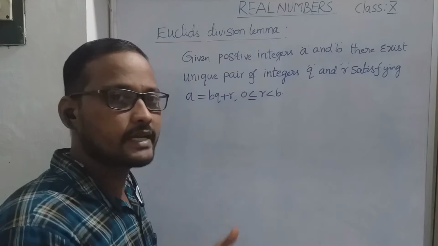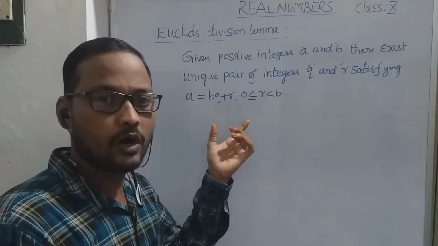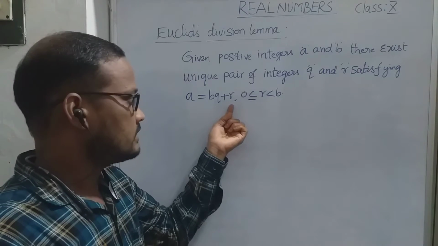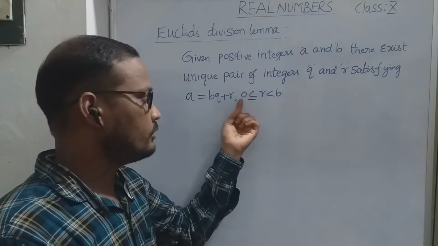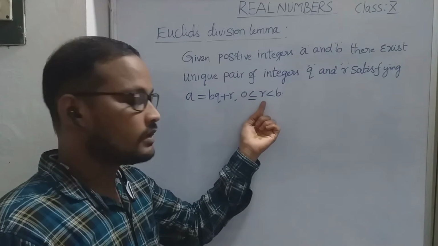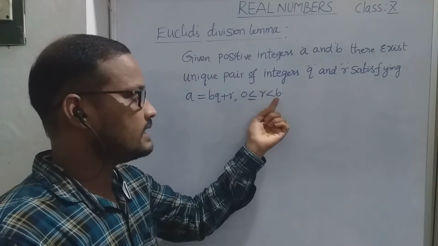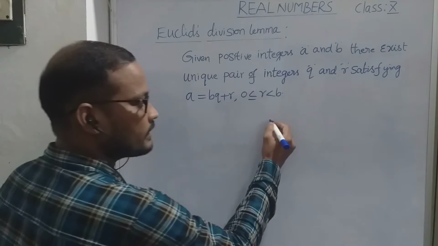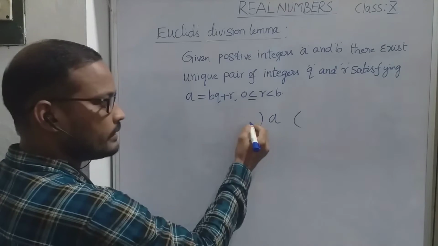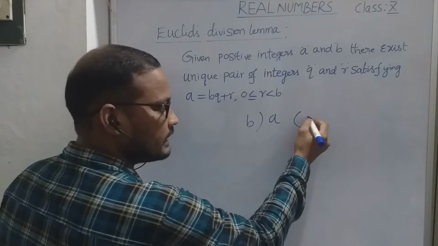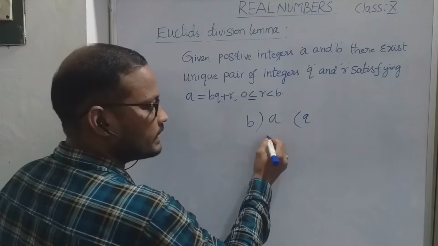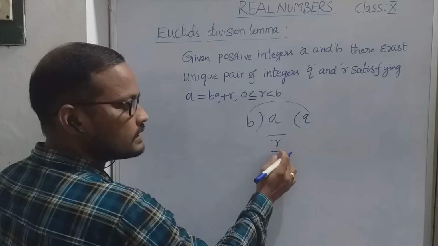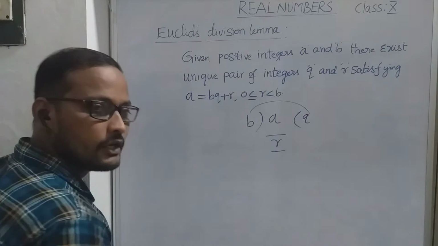Euclid's division lemma is nothing but the division rule you already know. So dividend is equal to divisor into quotient plus remainder. That remainder must be either equal to 0 or greater than 0, and less than b. Less than b means the remainder is less than the divisor. For example, a is the dividend, b is the divisor, q is the quotient and the remainder is r. Dividend is equal to divisor into quotient plus remainder. This is nothing but Euclid's division lemma.